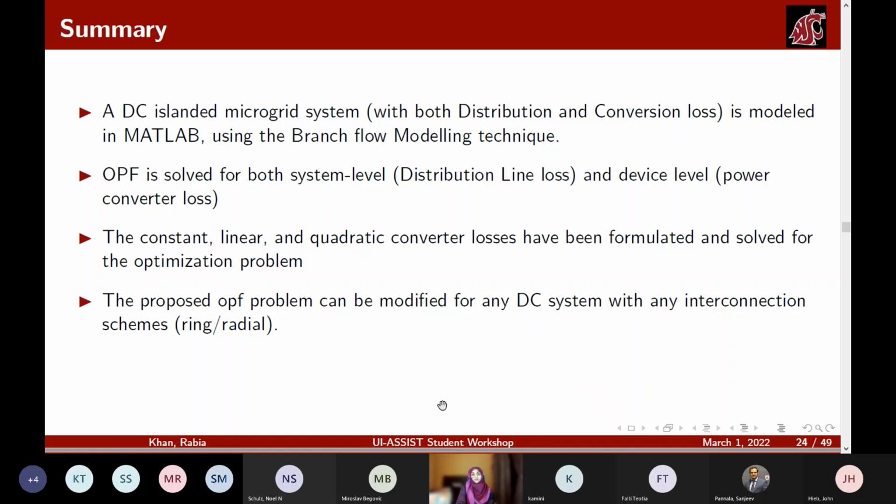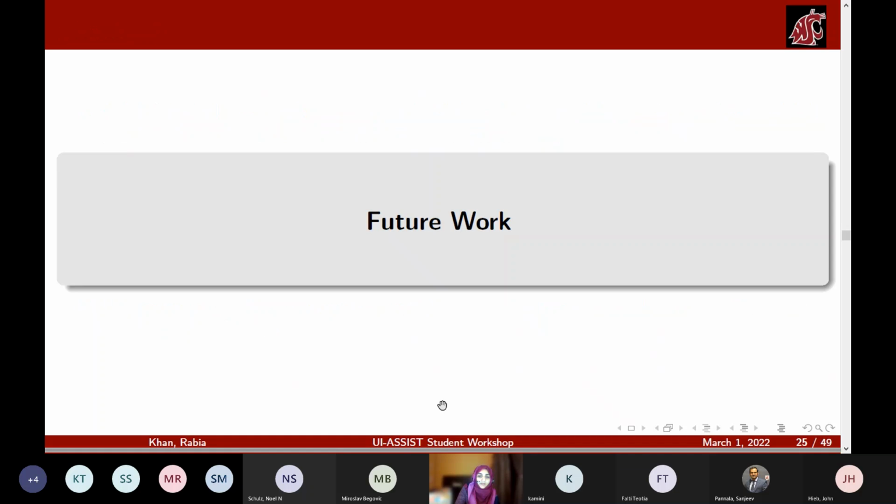So this is overall what we have done. We considered a microgrid system using a branch flow modeling technique. We modeled the converter losses, and we solved OPF for both distribution losses and power electronic losses. We considered all three parameters, constant, linear, and quadratic converter losses, in the system. And then we solved this problem for both radial as well as mesh network systems.